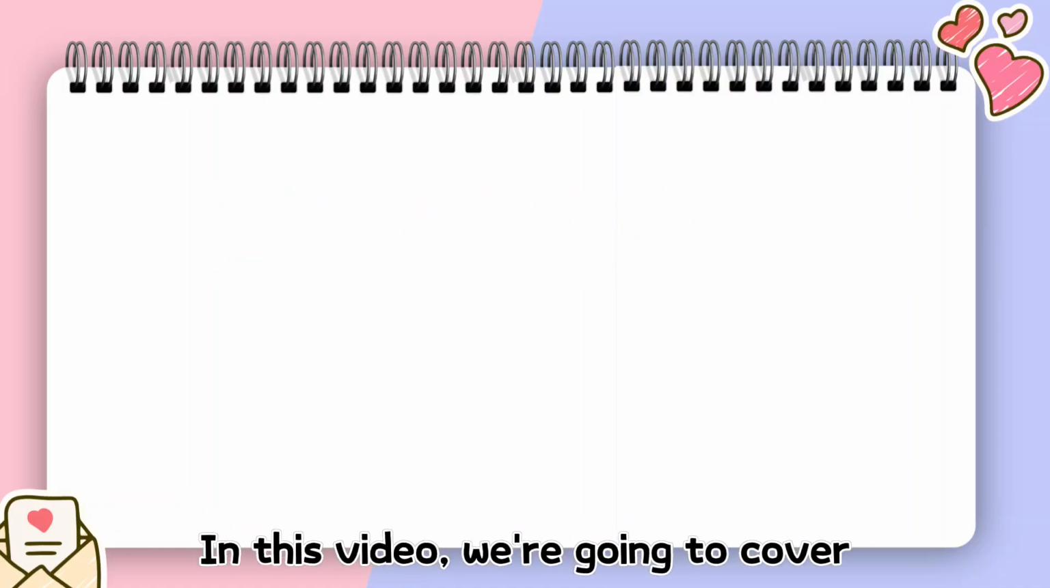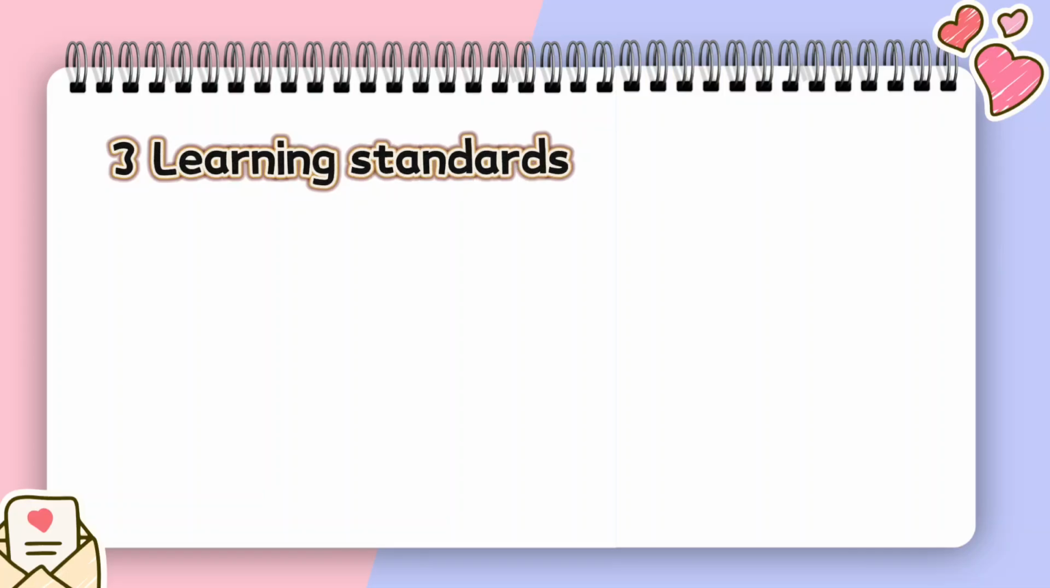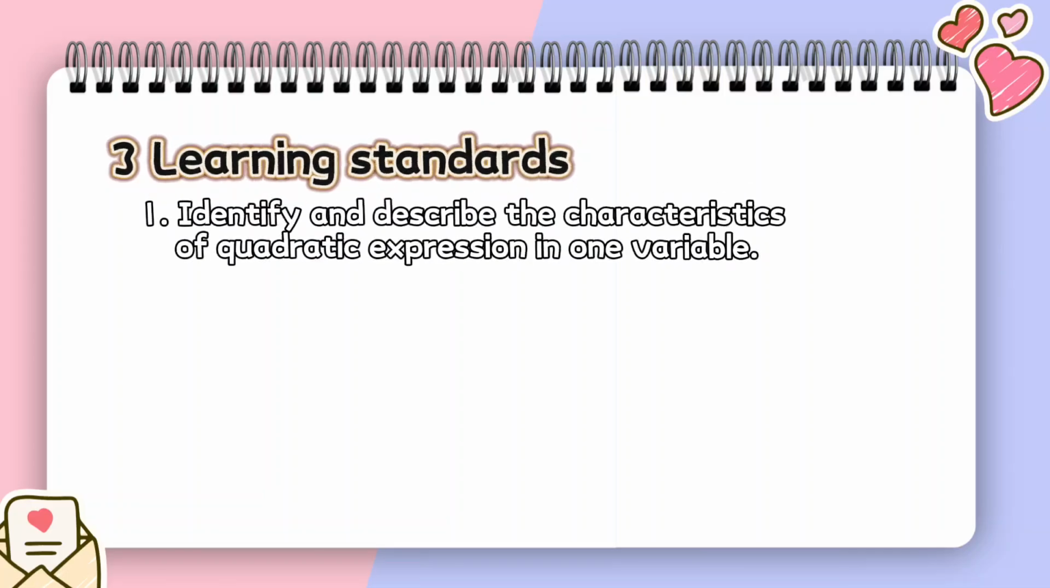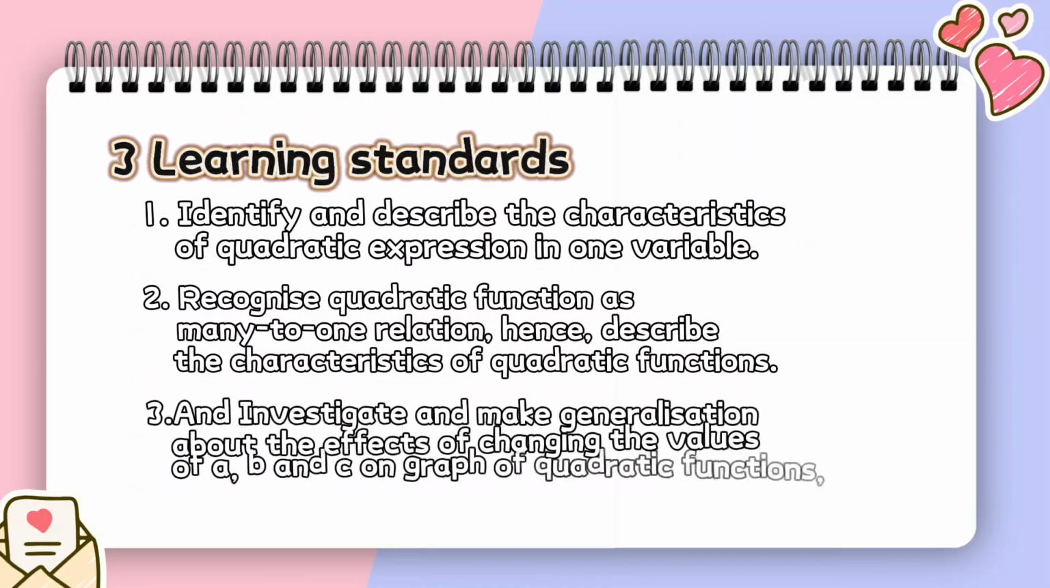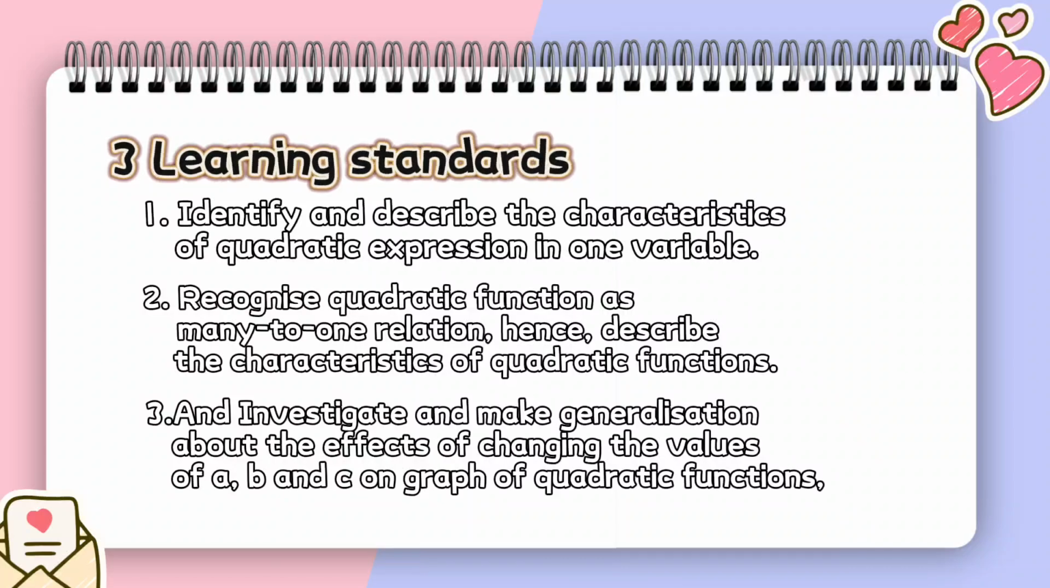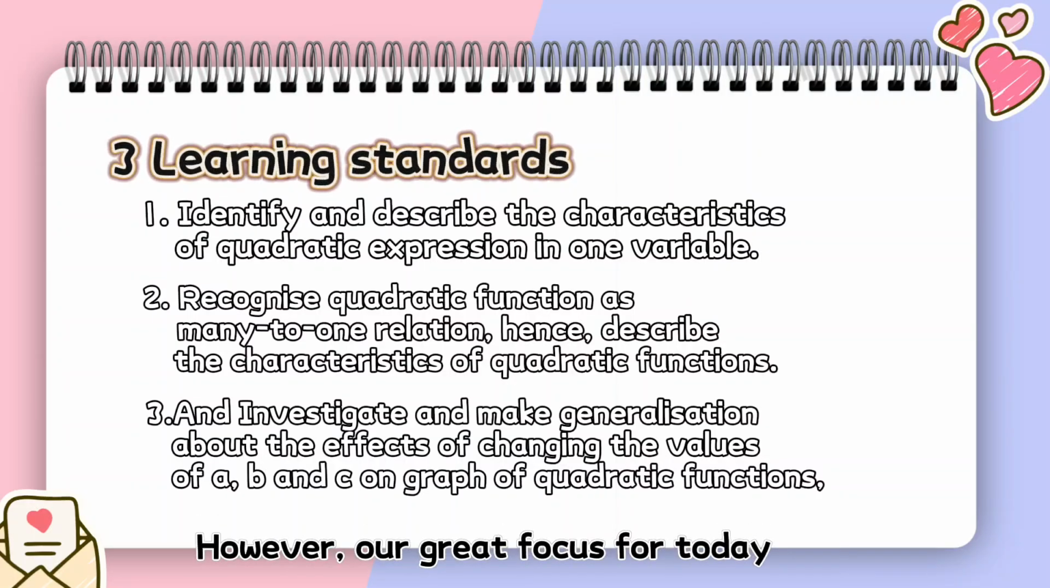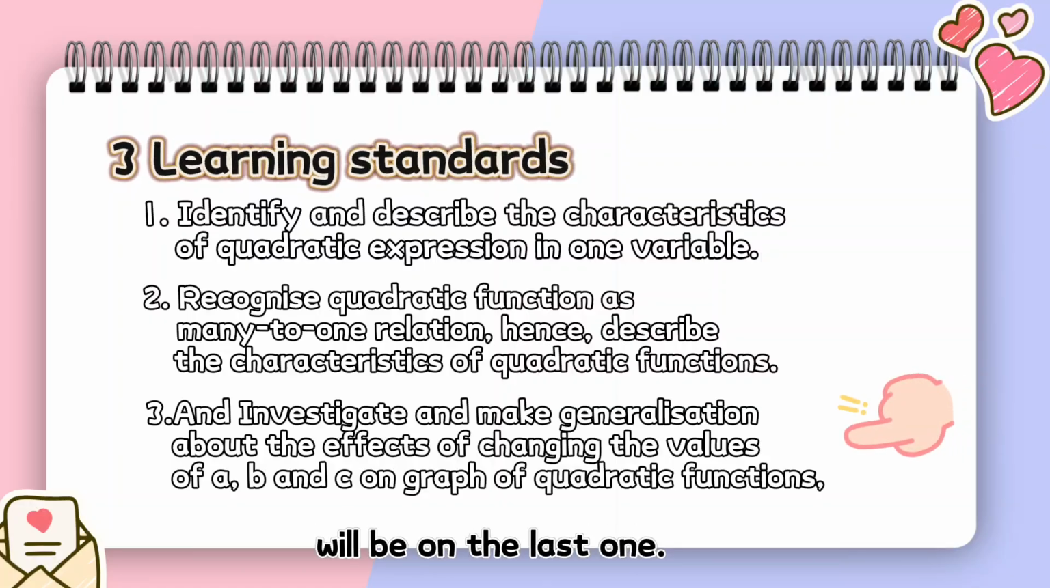In this video, we're going to cover 3 learning standards, which are identify and describe the characteristics of quadratic expression in one variable, recognize quadratic function as many-to-one relation, hence describe the characteristics of quadratic functions, and investigate and make generalization about the effects of changing the values of a, b, and c on graph of quadratic functions. However, our great focus for today will be on the last one.